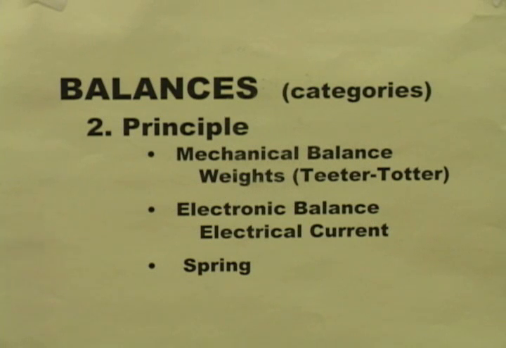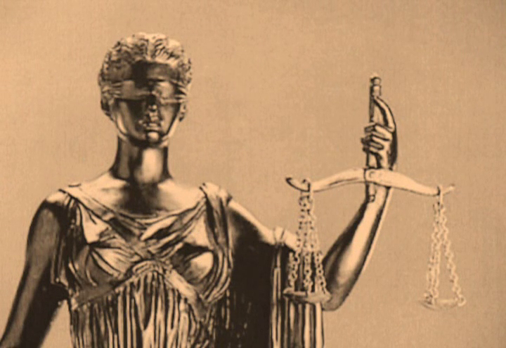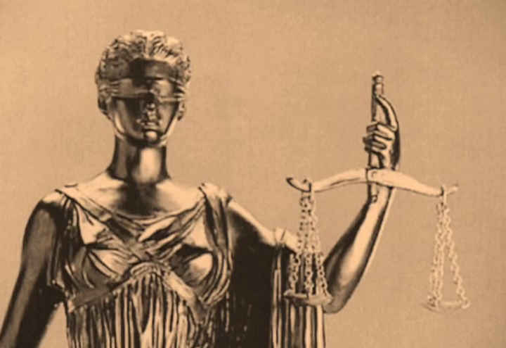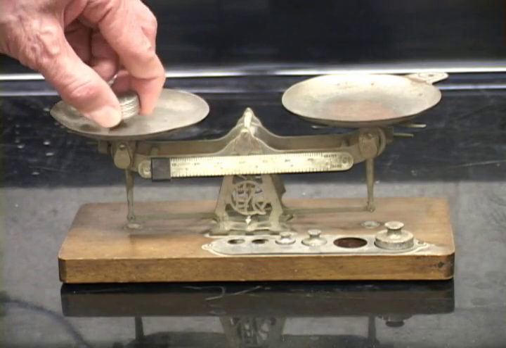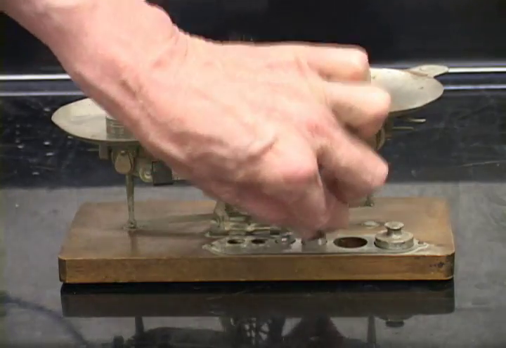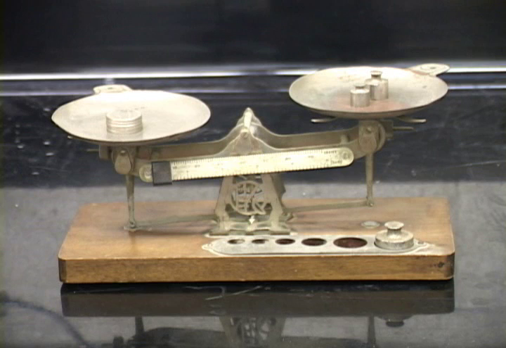Balances can also be categorized by the principle by which they work. Classically, we have mechanical balances, such as the scales of justice, where you have 2 pans. On one pan you put the crime, and on the other pan you put the punishment, and the two should balance out. In the case of making a weighing here, we put the object to be weighed on one pan, and we put weights on the other pan to balance it out.